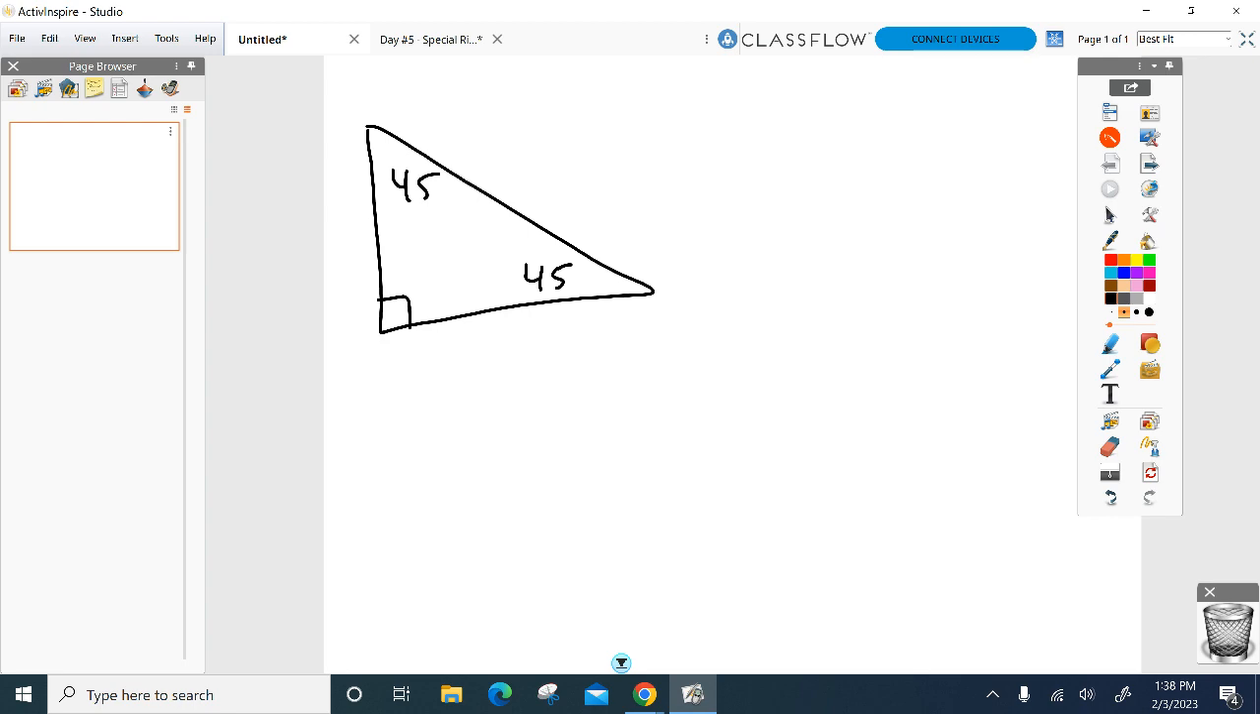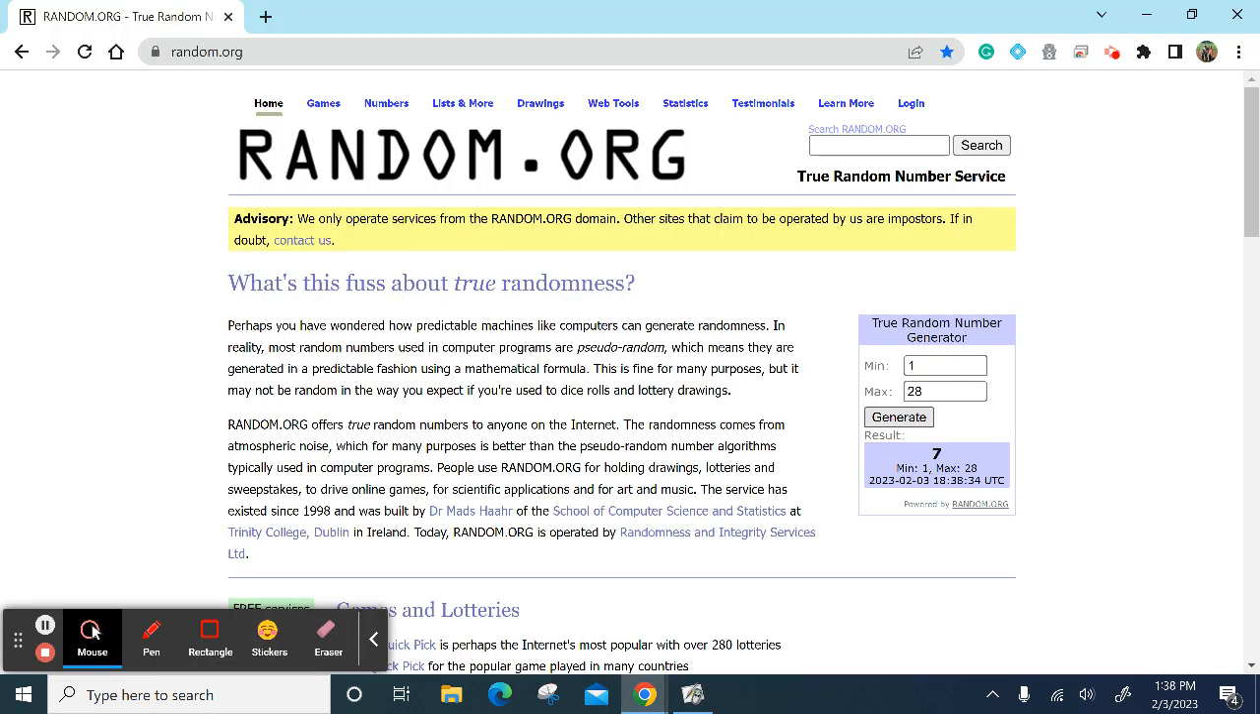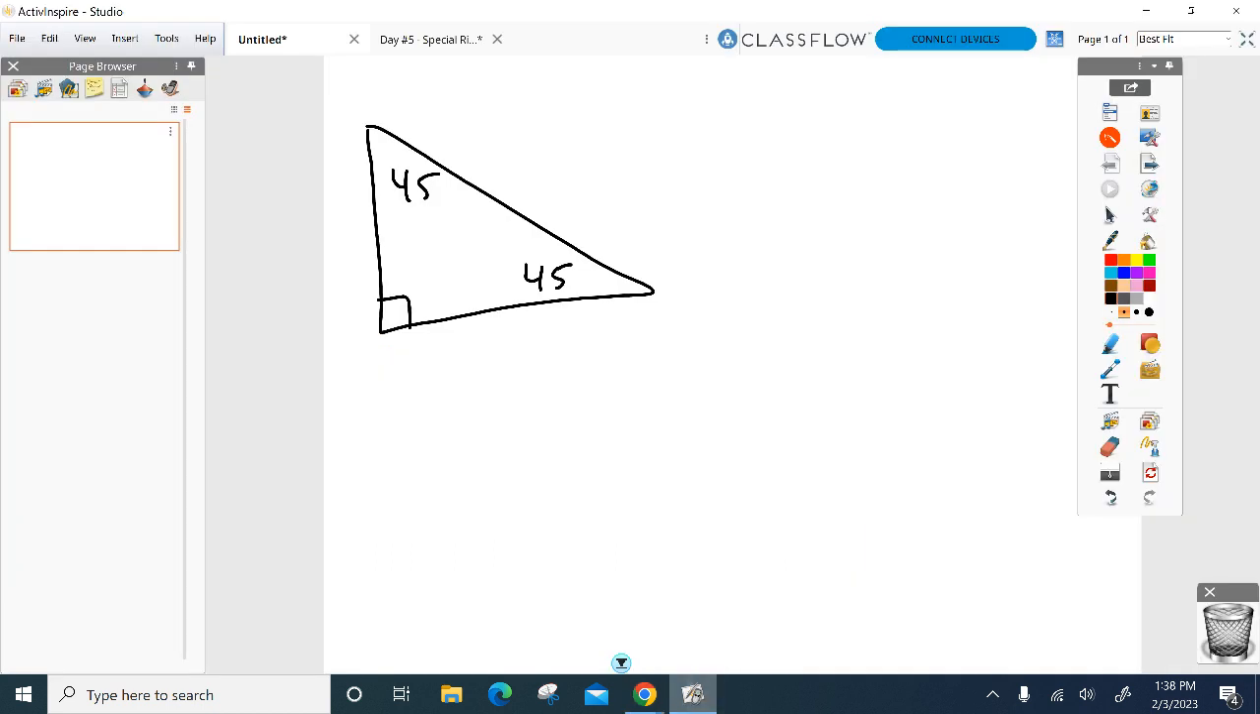Yesterday, I showed you this one. 45, 45, 90. 7. What are these 2 sides called? And what do we know about them? Congruent yesterday, right?